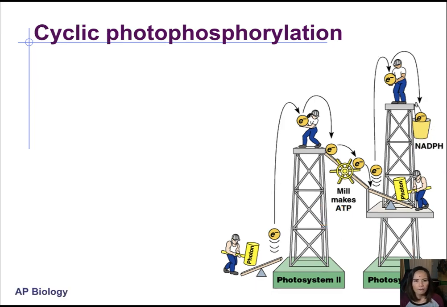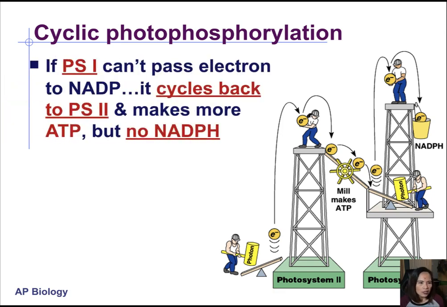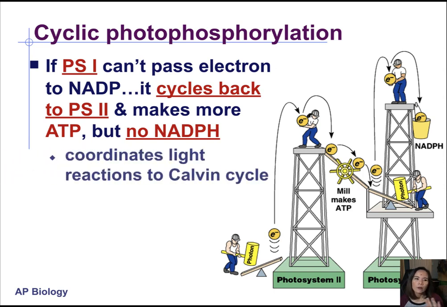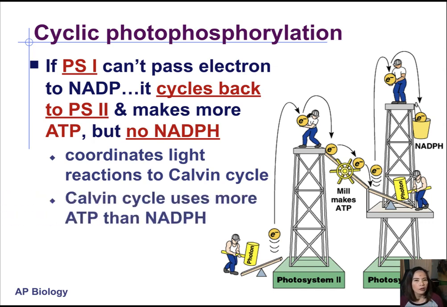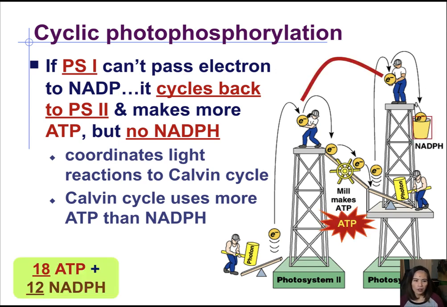Now, what about cyclic photophosphorylation? If PS1 passes electrons to NADP, then it cycles back to PS2 and makes more ATP, but no NADPH. It goes both ways, either cyclic or non-cyclic, as long as they're able to generate ATP. That's the most important thing we need to know. So it coordinates the light reaction to the Calvin cycle in this process, and the Calvin cycle uses more ATP than NADPH. It generates about 18 ATP and 12 NADPH to produce 1 C6H12O6, or your glucose.